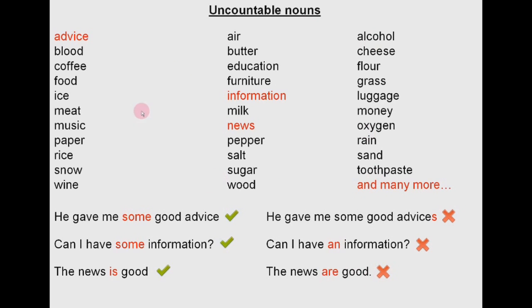This list here is just a few examples. There are many, many more examples. Okay?